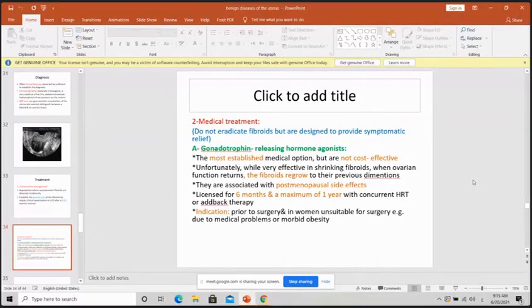Also, if the treatment is prolonged more than one year, it may lead to osteoporotic changes. Therefore, this treatment with gonadotropin releasing hormone agonist, one example of which is Zoladex, should not be or is not licensed for more than one year. Usually we give 6 months, maximum of one year, but if we prolong beyond 6 months we must start giving HRT, the hormone replacement therapy, or add back therapy.